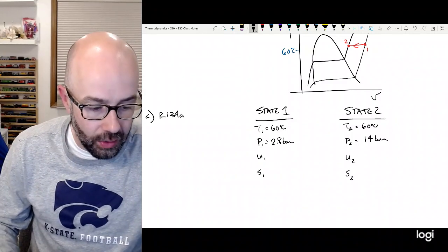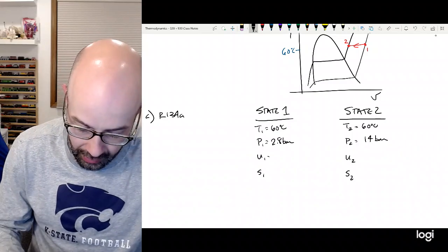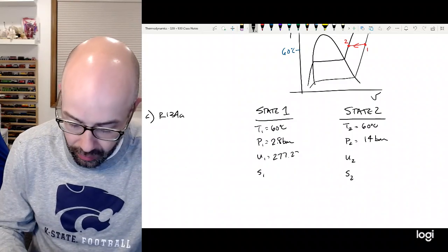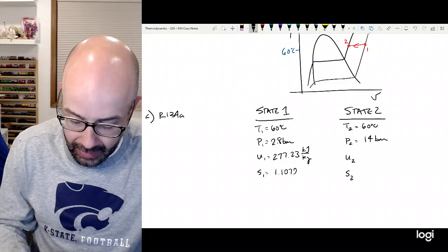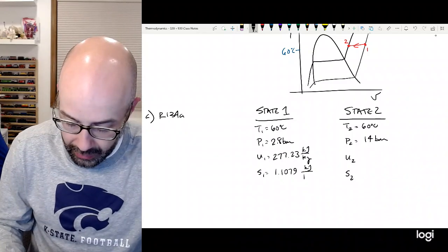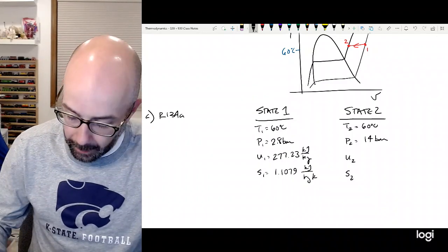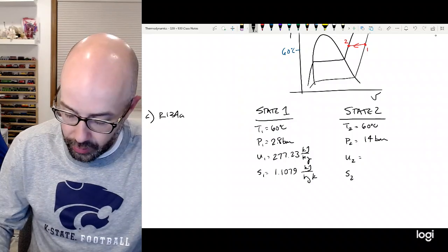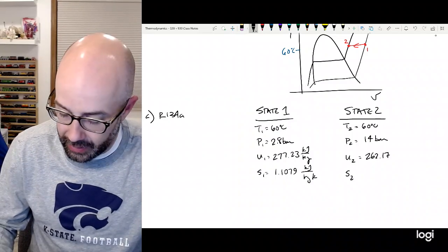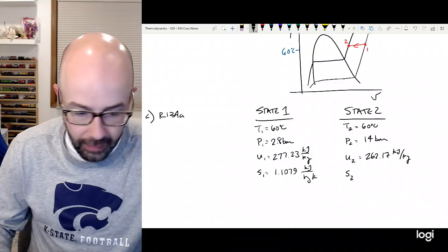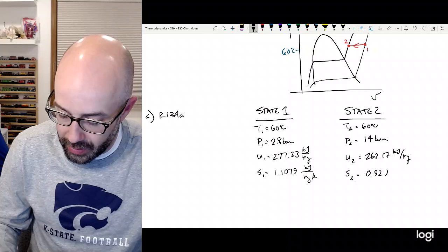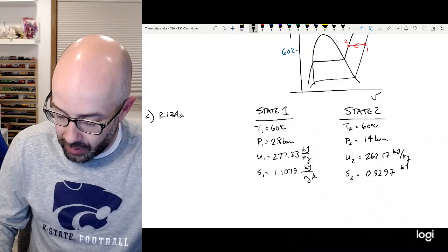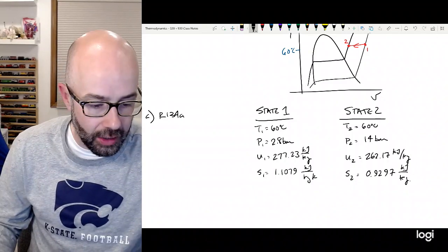And so the values I found from the tables are 277.23 kilojoules per kilogram, and the entropy at 1 is 1.1079 kilojoules per kilogram Kelvin. U2 is equal to 262.17 kilojoules per kilogram, and S2 is equal to 0.9297 kilojoules per kilogram Kelvin. Okay, that's our values there.